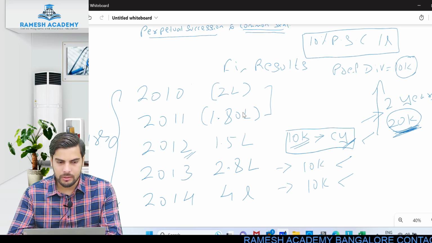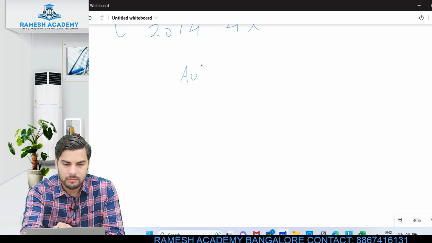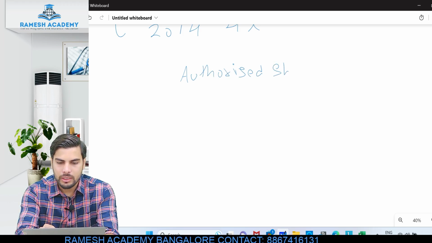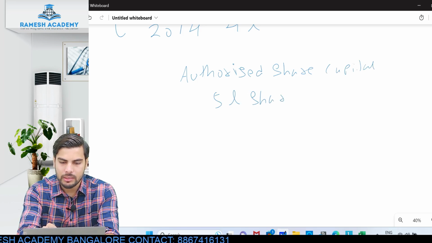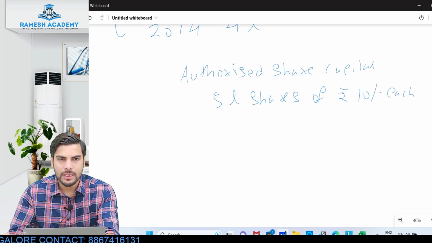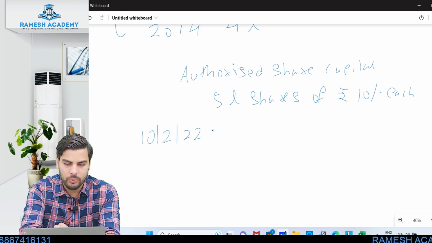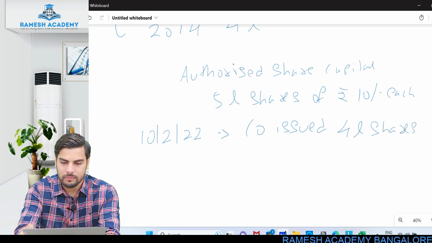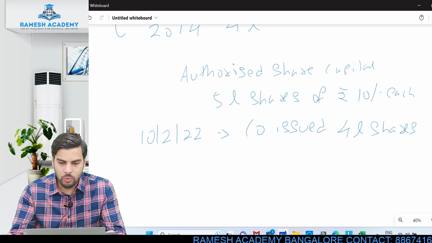Now let me explain it over here. Let us say the company's authorized share capital is 5 lakh shares of rupees 10 each. Can the company issue more than this 5 lakh? Now let us say on 10th February 2022, the company issued 4 lakh shares. So the company has already issued these 4 lakh shares. Now can the company issue the remaining 1 lakh?